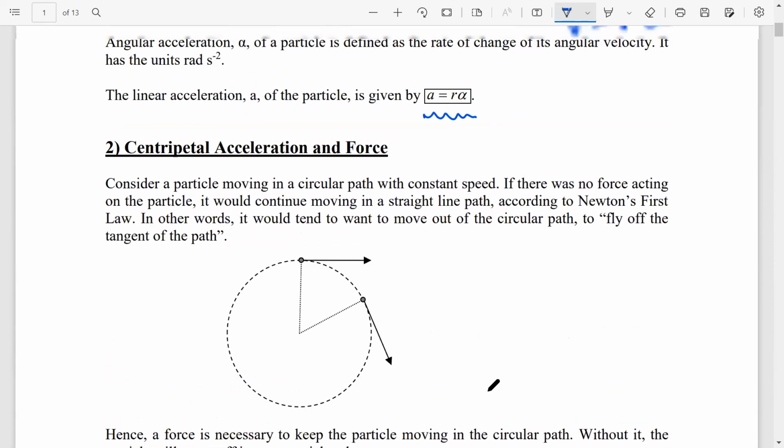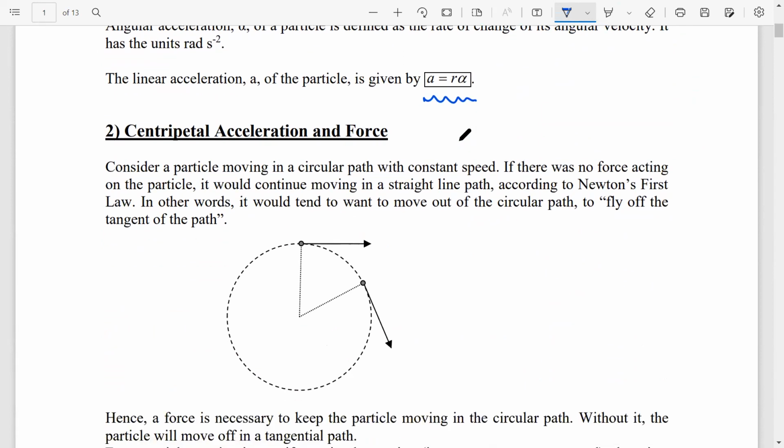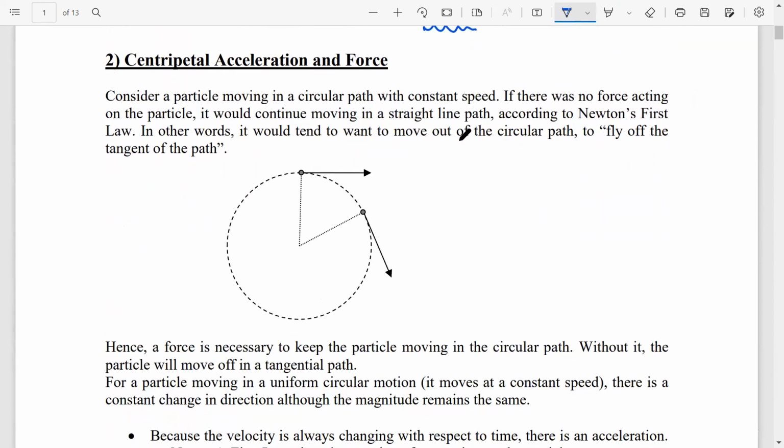Anyway, linear acceleration: just a equals r alpha, where alpha is the angular acceleration, which is the rate of change of angular velocity. We won't be touching this today. So first thing, just now we established that for an object that moves at a constant speed in a circular path, there is a change in velocity because there's a change in direction. Because of that, if there's a change in velocity, it means there must be an acceleration, which means by Newton's second law, there must be a resultant force.